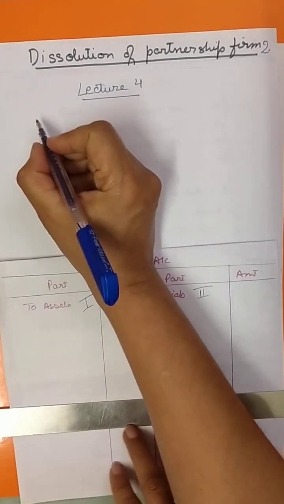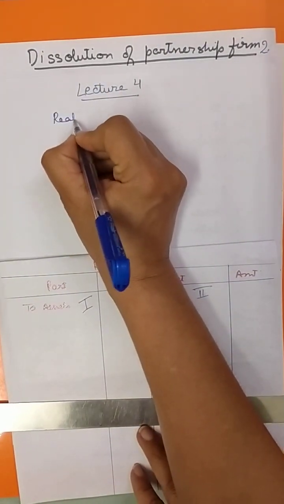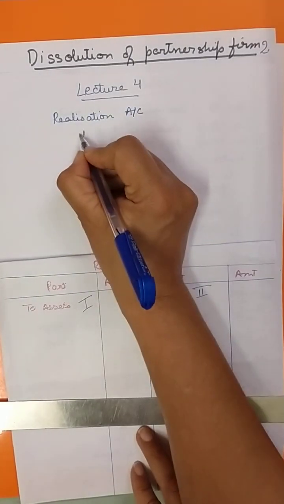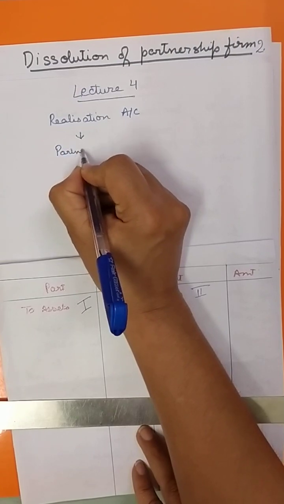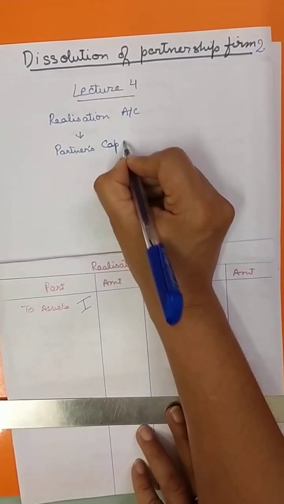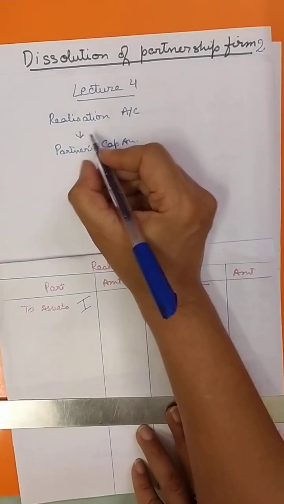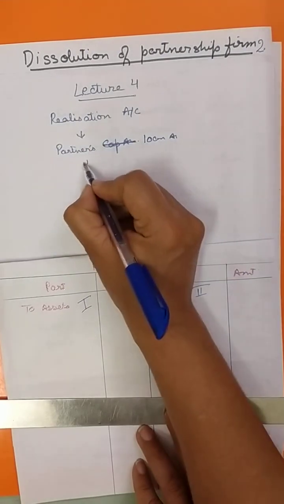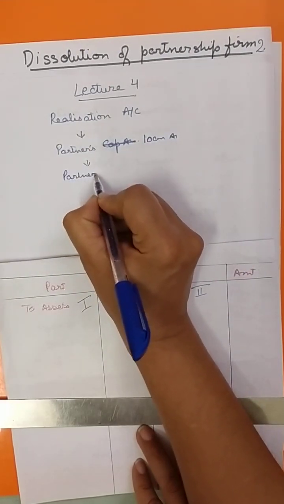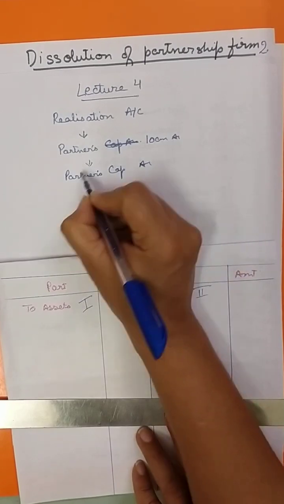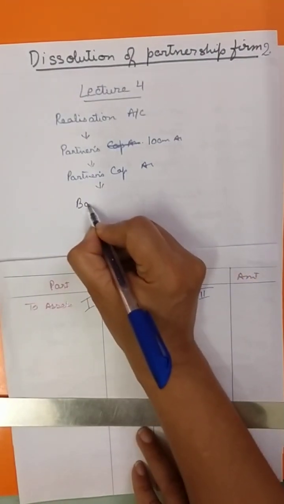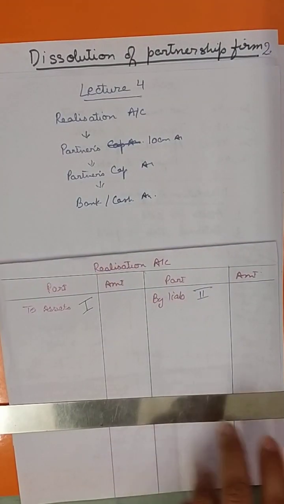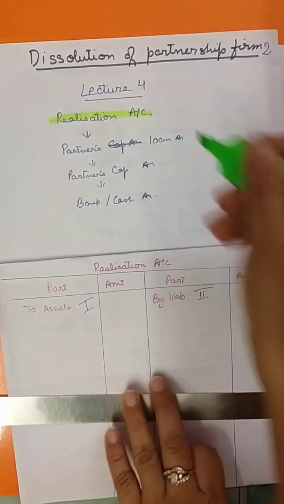At the time of dissolution, we make a realization account, then partners capital account. Before that, partners loan account is also made, so let's write partners loan account and then partners capital account, and finally bank or cash account. In this video we are going to focus on a realization account only.